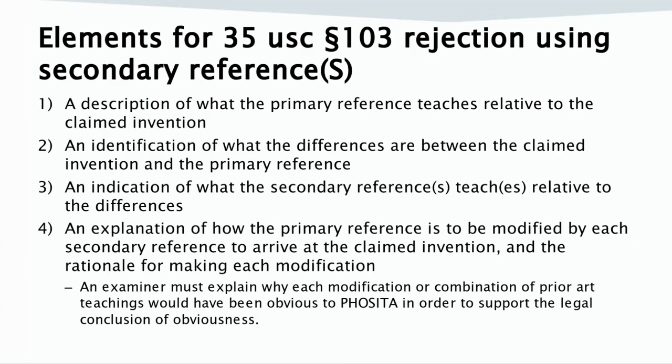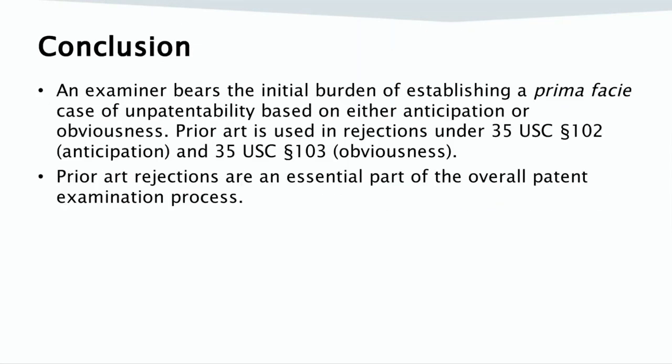An examiner must explain why each modification or combination of prior art teachings would have been obvious to a person having ordinary skill in the art in order to support the legal conclusion of obviousness. We need to remember that you, as the examiner, bear the initial burden of establishing a prima facie case of unpatentability based on either anticipation or obviousness. Prior art is employed to make rejections under 35 U.S.C. 102, anticipation, and 35 U.S.C. 103, obviousness.